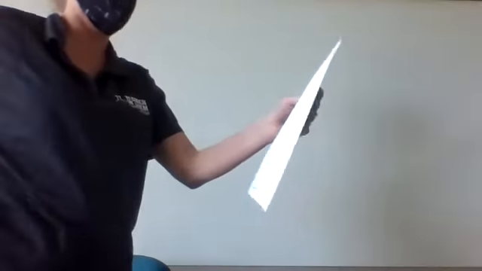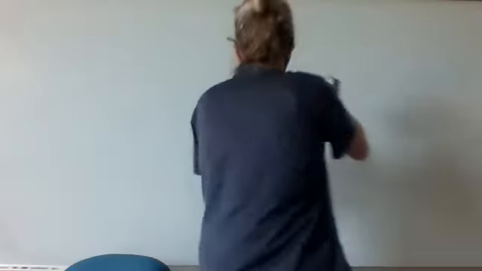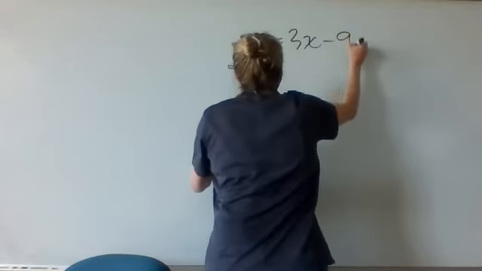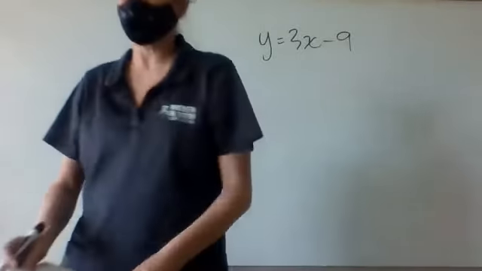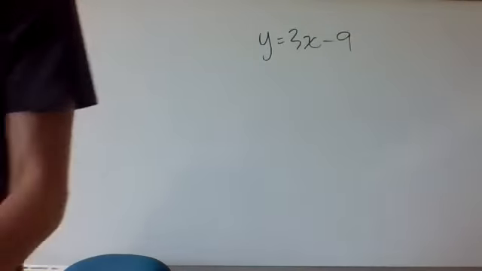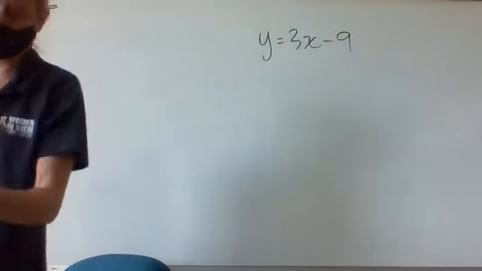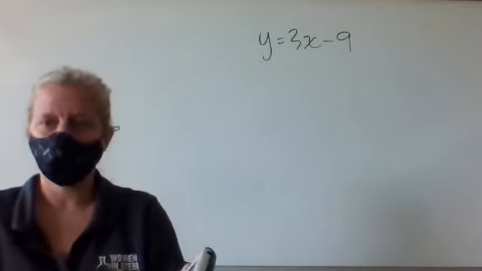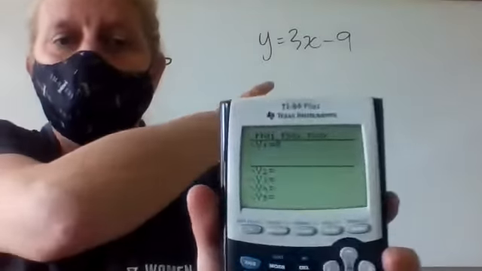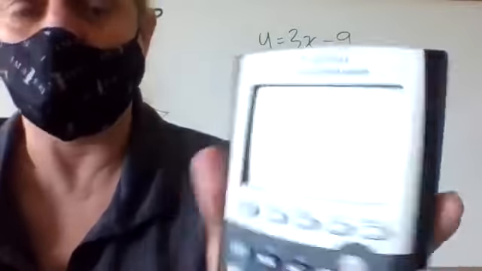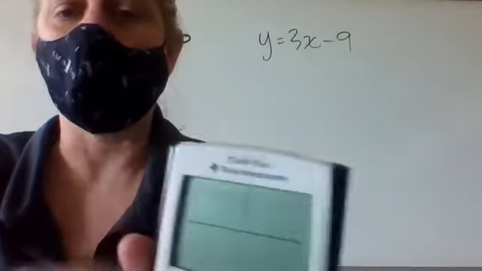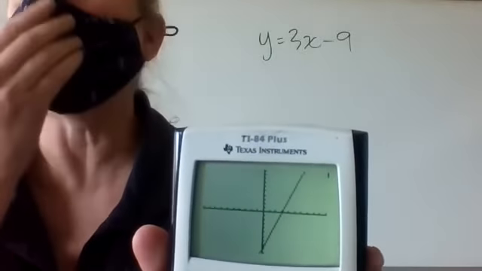Graph y equals 3x minus 9 by plotting the points. So you can either make an XY chart or you can just go to Y equals and clear out that last graph that we had in there and type in this one. So at the Y equals, type in 3x minus 9. And let's graph it. We're just going to see that it's going to be a line.